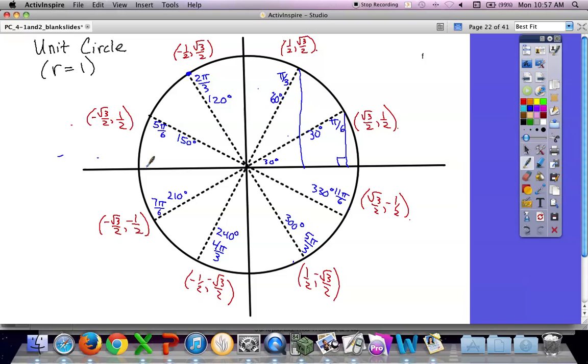Okay. So that's now, you should have at this point filled in all of your angles and all of your coordinates for what we call the unit circle.